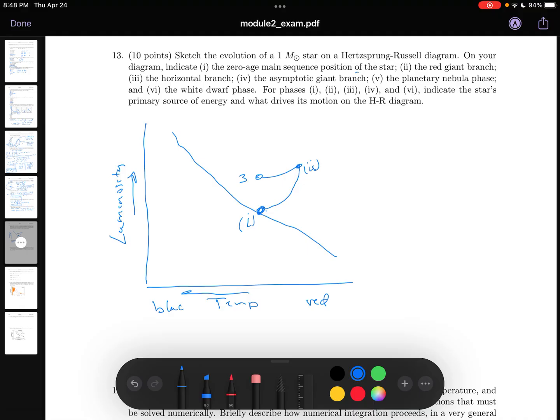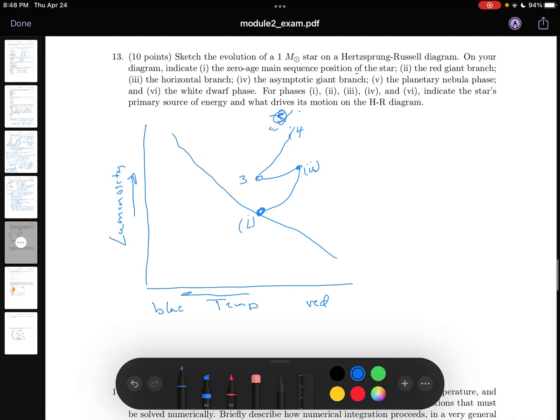The asymptotic giant branch goes up like this. So that's 4. Planetary nebula will happen here. So that's our 5. And then white dwarf. It will come down over here somewhere, and then it just cools and fades. So this is 6, or VI.